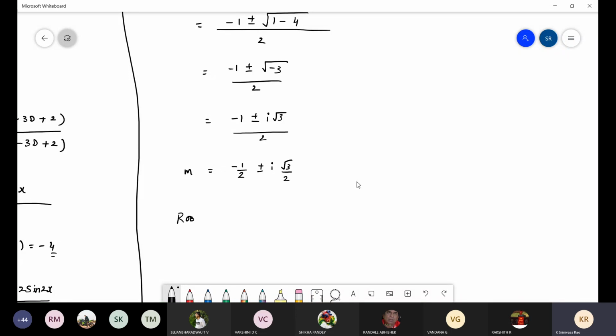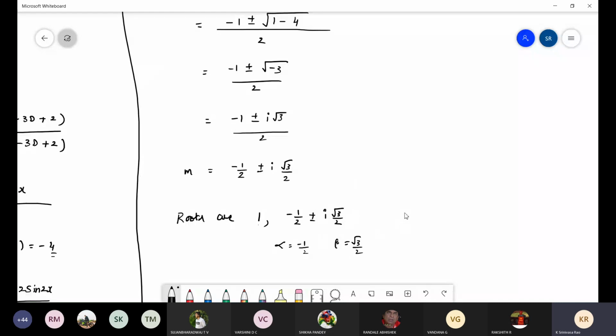So what are the roots now? Roots are 1, and minus 1 by 2 plus or minus i into root 3 by 2. So 1 is the real root, the first root we chose. Don't forget that. That is the first root, and this is the complex. Complex roots always occur in pairs only. It is a property, always plus or minus. So here alpha equals minus half and beta equals root 3 by 2. So you can substitute directly.